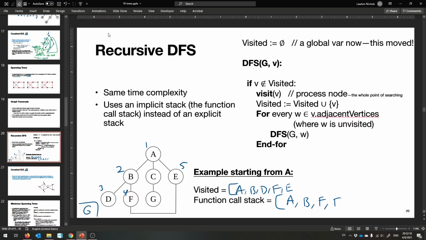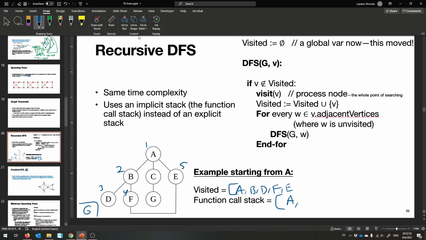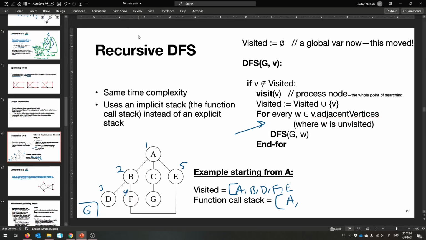And then we're back to F, but we visited all of its children, so now I can pop that off the function call stack. And then we're done visiting all of B's children, right? Yes, we are. And so we can pop that off the stack, and now we need to finish, because we were waiting in another recursive call. We were working on A's children, right? All of its adjacent vertices. So now we have C. Okay, that's the next one.